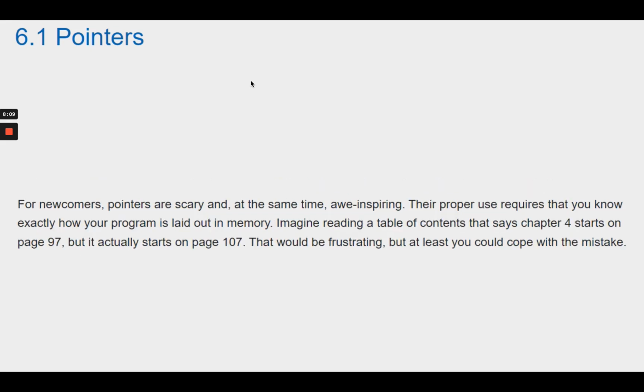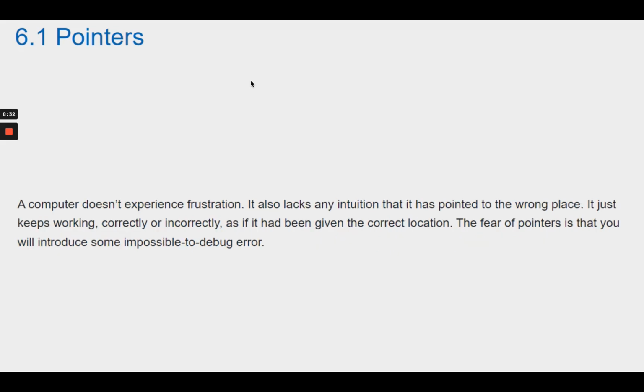For newcomers, pointers are scary and at the same time awe-inspiring. Their proper use requires that you know exactly how your program is laid out in memory. Imagine reading a table of contents that says Chapter 4 starts on page 97, but it actually starts on page 107. That would be frustrating, but at least you could cope with the mistake. A computer doesn't experience frustration. It also lacks any intuition that it has pointed to the wrong place. It just keeps working, correctly or incorrectly, as if it had been given the correct location. The fear of pointers is that you will introduce some impossible to debug error.